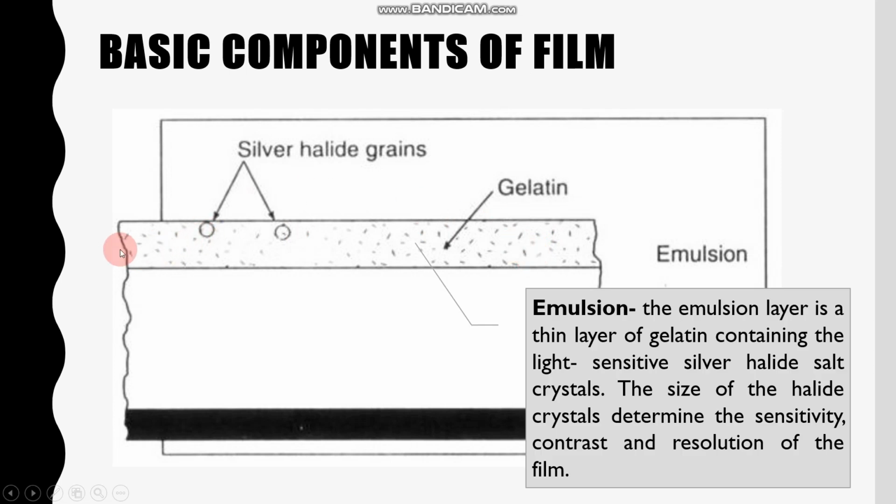Next is the emulsion layer o yung photosensitive portion ng ating film, wherein again, it is a thin layer of gelatin na nabanggit natin kanina, containing the light-sensitive silver halide salt crystals. The size of the halide crystals determines the sensitivity, the contrast, and resolution of the film. So, madidiscuss natin yan sa mga susunod na topic about the sensitivity of film and so on.